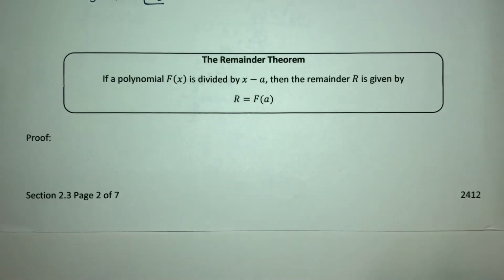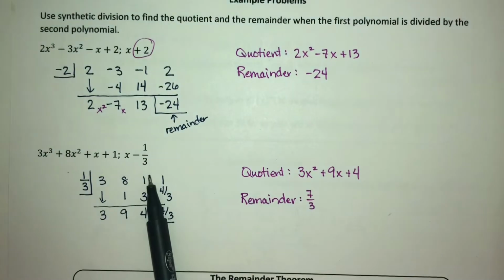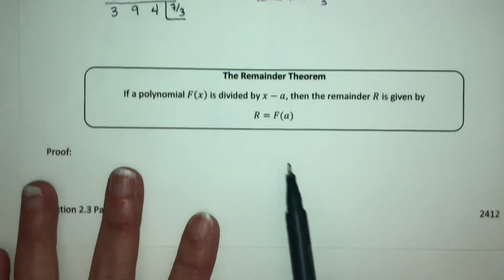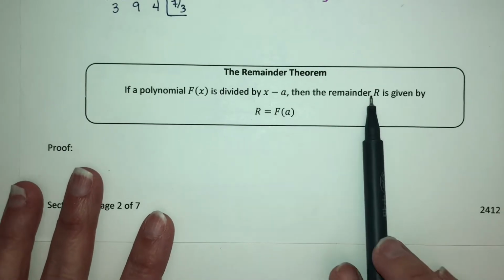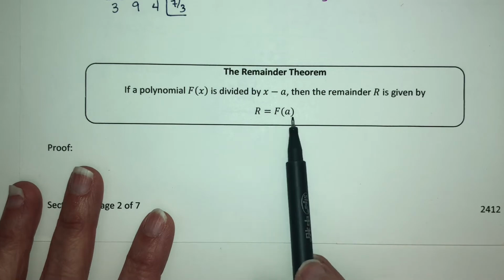This is part 3 of section 2.3. We have the remainder theorem, and it says if we are dividing a polynomial f of x by x minus a, which is the same kind of case as what we've been doing up here when we are allowed to use synthetic division, then the remainder is given by f of a.